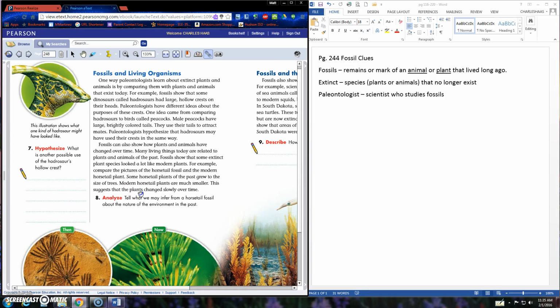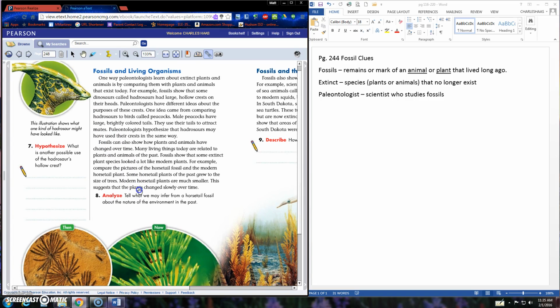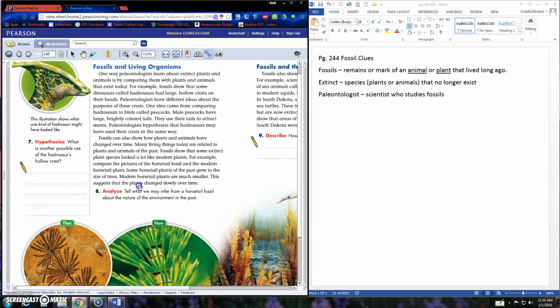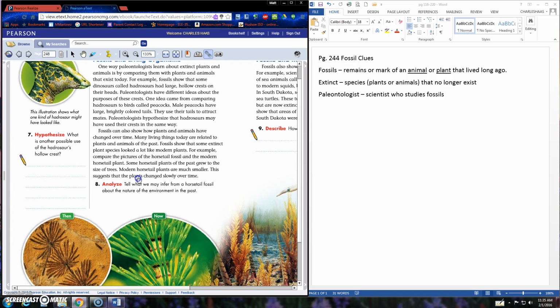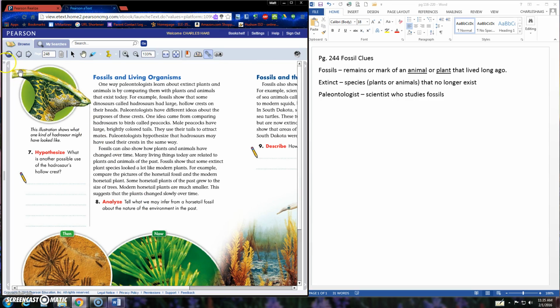Fossils and living organisms. One way paleontologists learn about extinct plants and animals is by comparing them with plants and animals that exist today. For example, fossils show that some dinosaurs called hadrosaurs had large hollow crests on their heads. Paleontologists have different ideas about the purposes of these crests. Perhaps this is one right here, the crest on this head of the hadrosaur.